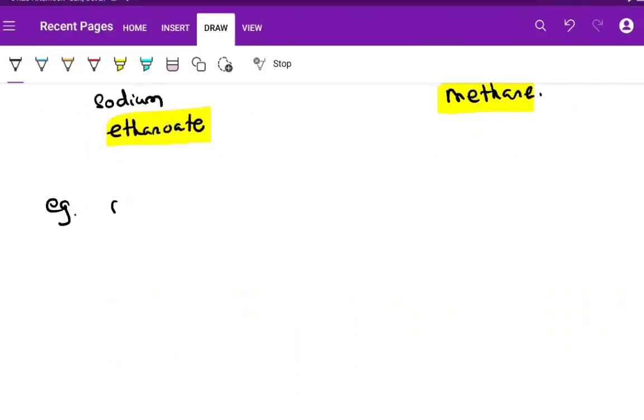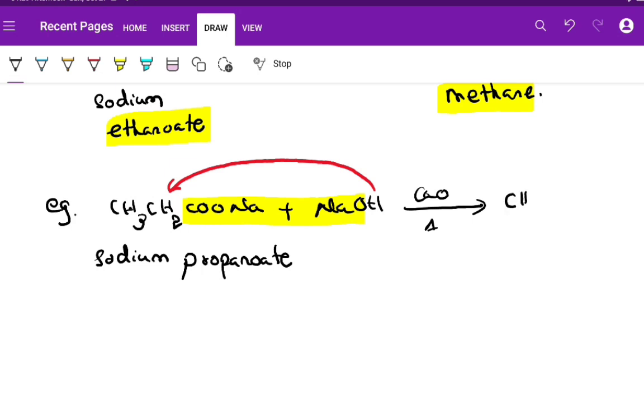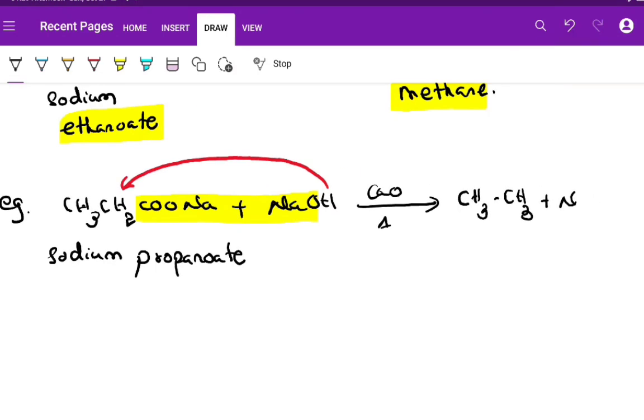Let's see another example. CH3CH2COO-Na, sodium propanoate, reacts with NaOH. CH3CH3, ethane, and sodium carbonate are obtained. One carbon is lost in sodium carbonate, so the reactant is propanoate but the product is ethane.